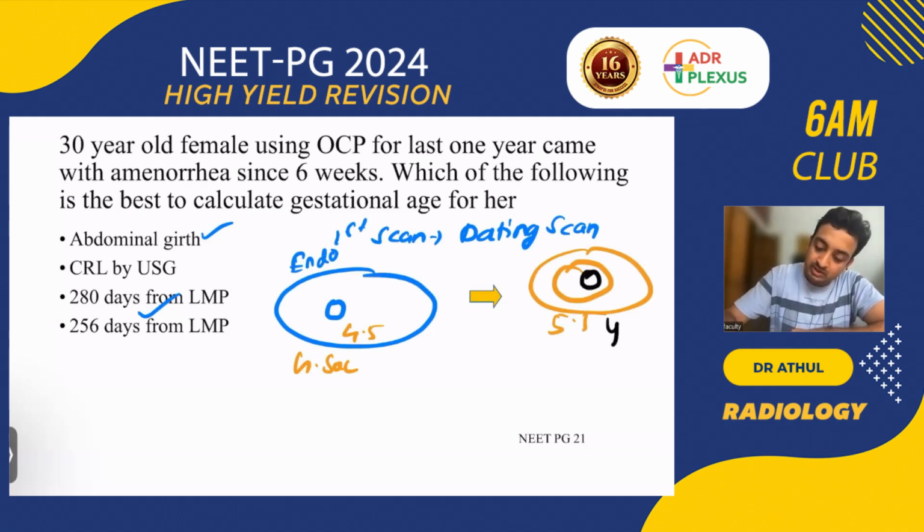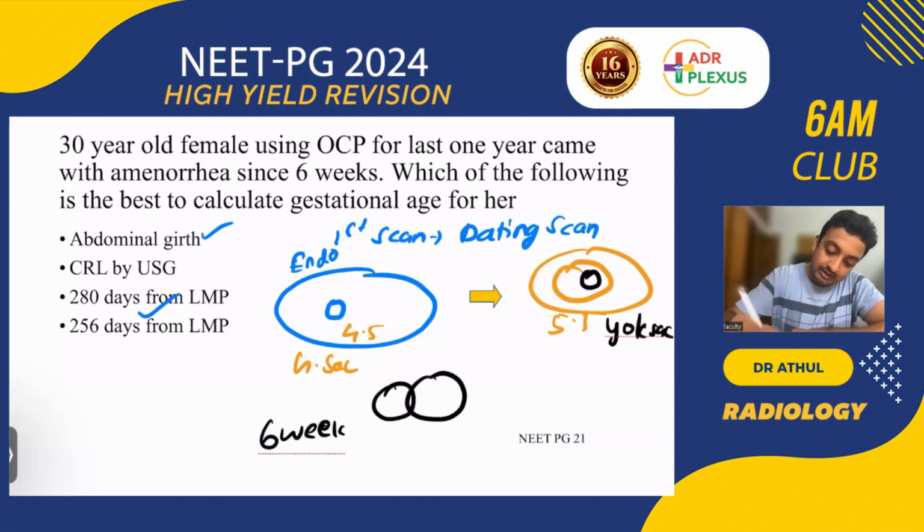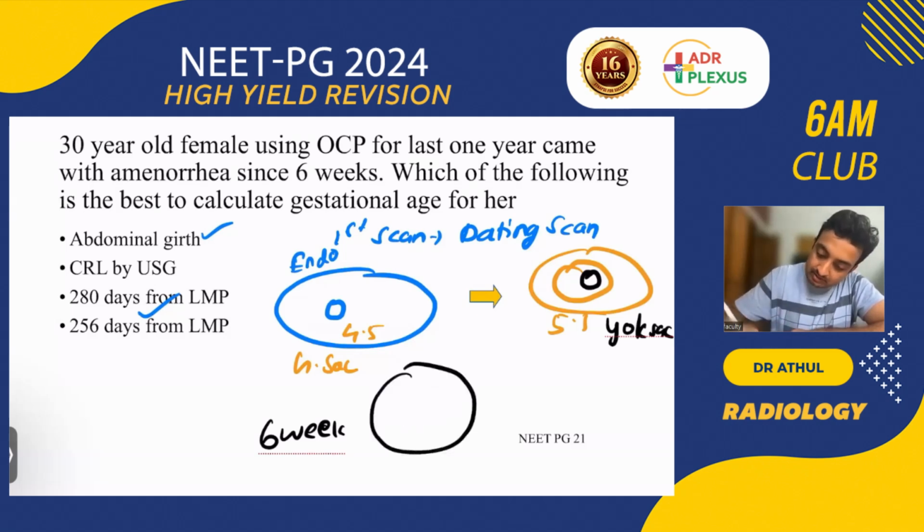That is the yolk sac. By 5.5 weeks, you will be able to see the yolk sac. And by 6 weeks, inside the gestational sac, and adjacent to the yolk sac, there will be an embryo. Embryo is seen by 6 weeks.